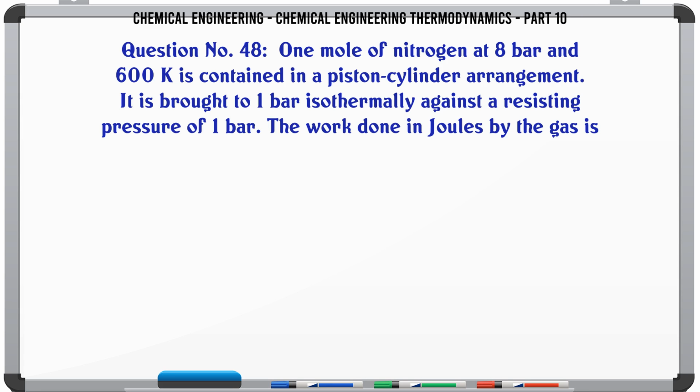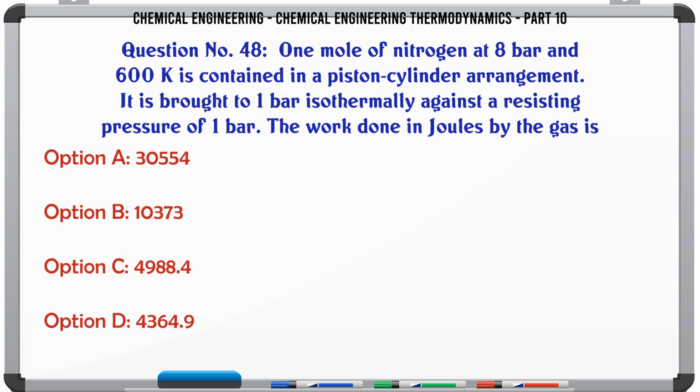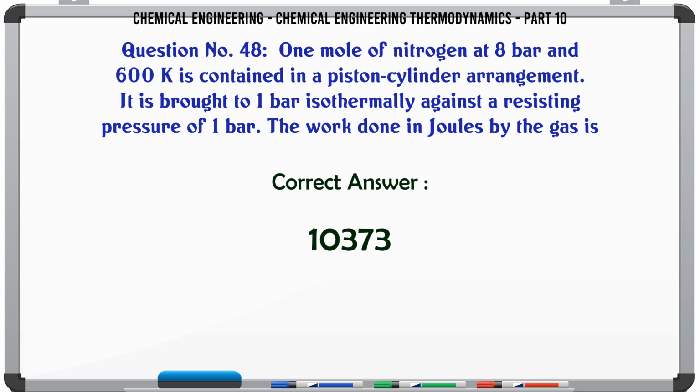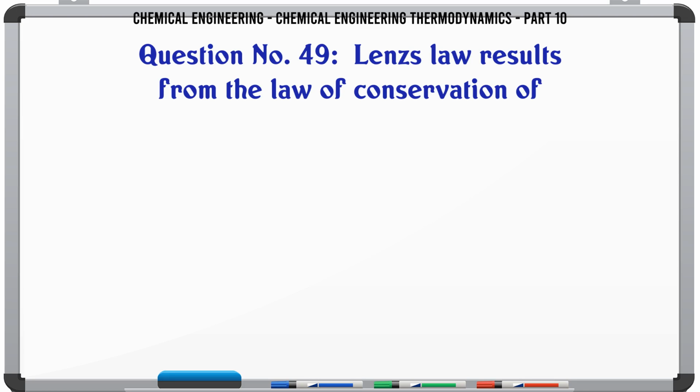1 mole of nitrogen at 8 bar and 600 K is contained in a piston-cylinder arrangement. It is brought to 1 bar isothermally against a resisting pressure of 1 bar. The work done in joules by the gas is: A. 30,554. B. 10,373. C. 4,988.4. D. 4,364.9. The correct answer is 10,373.